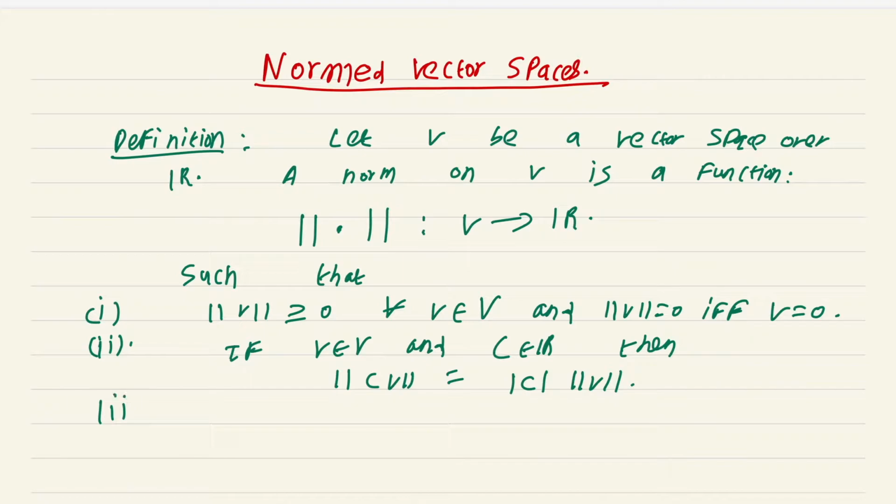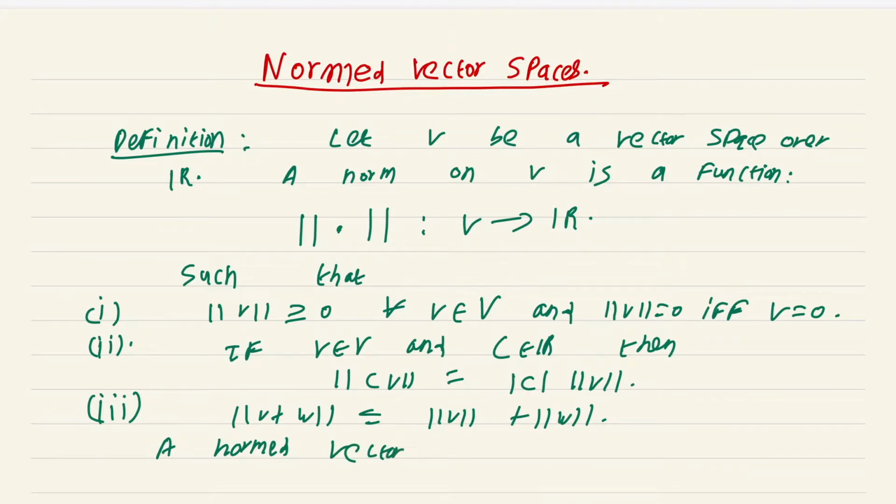3 is the triangle inequality. Norm of V plus W is less than or equal to norm V plus norm W. This captures the intuitive fact that we have in the vector space R2 and the usual distance that you have in R2, that sum of the lengths of two sides of a triangle always exceeds the third side. Okay, a normed vector space is a vector space equipped with a norm.